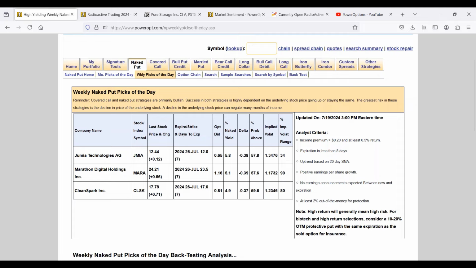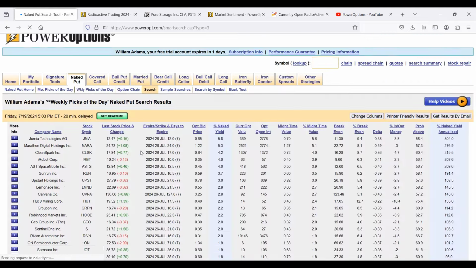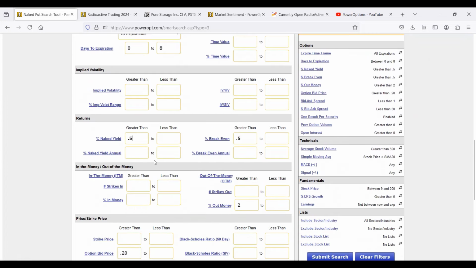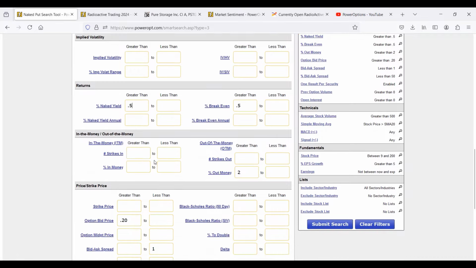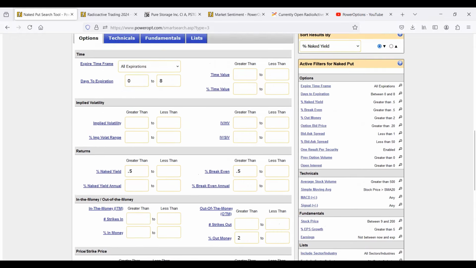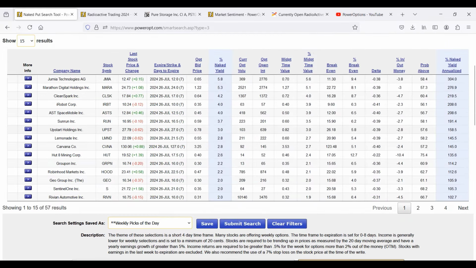What I'd prefer you to do, Vassili, is to go into the search and use that weekly picks of the day default that we used, and then make your adjustments to your time frame, make your adjustments to the yield you want to see, and the probability range, and you'll see safer companies. There's safer companies in this list. There's some that I've never heard of that I'd have to research. I don't know what Jamaya Technologies does off the top of my head. Sorry. CleanSpark, I've heard of, but I haven't researched them.